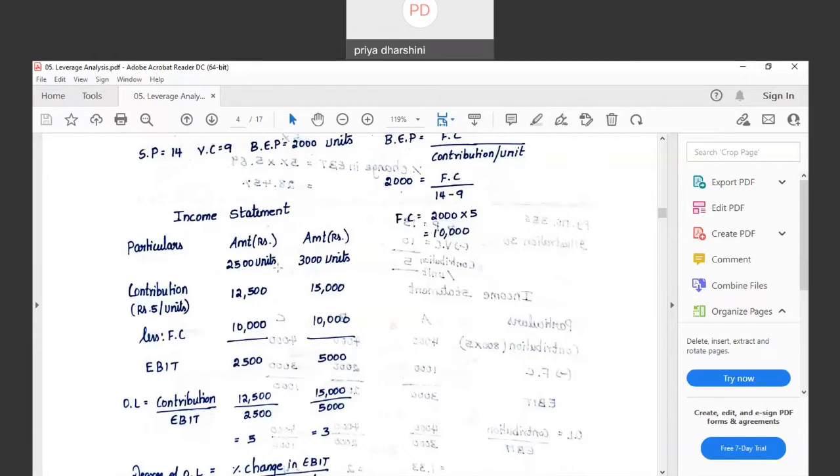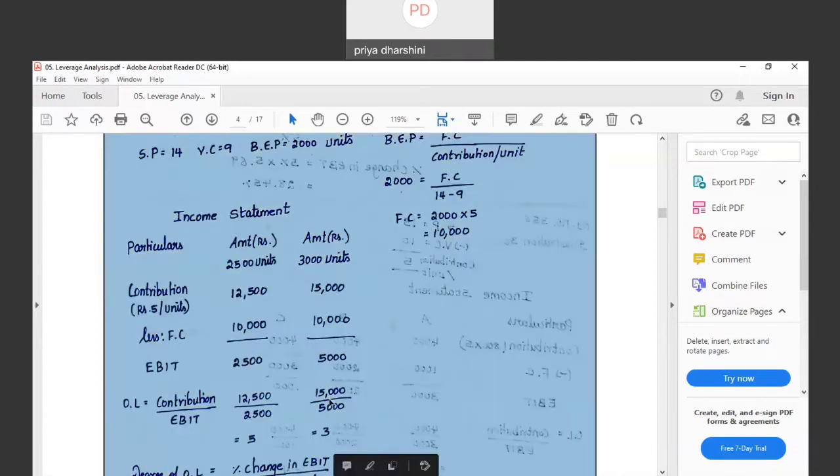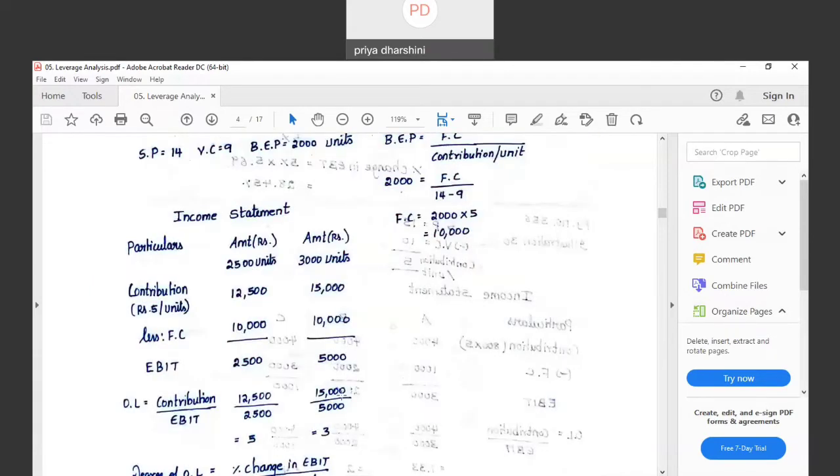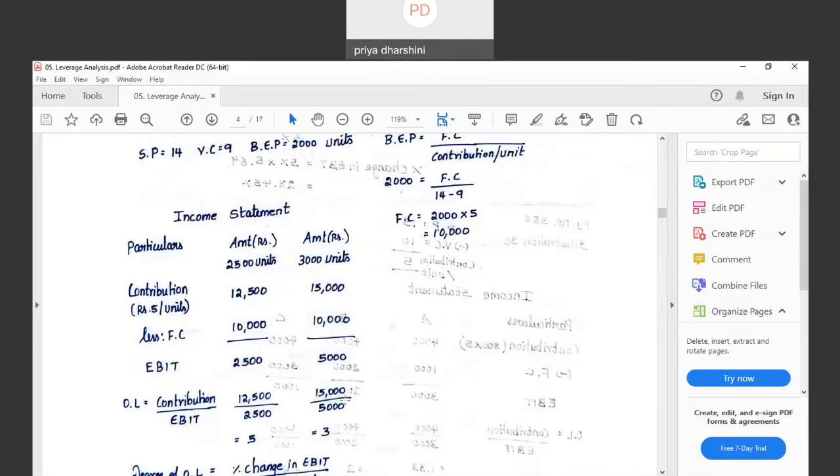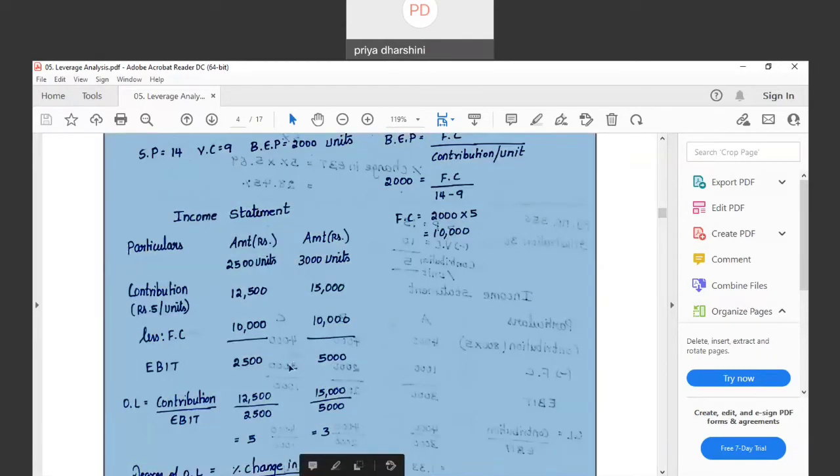However much the volume is, fixed cost is going to remain the same. So contribution minus fixed cost will give you EBIT. What have they asked? They have asked you to calculate the degree of operating leverage for the two volumes. How do you measure operating leverage? Contribution by EBIT. So you get the degree of operating leverage for the two different volumes.